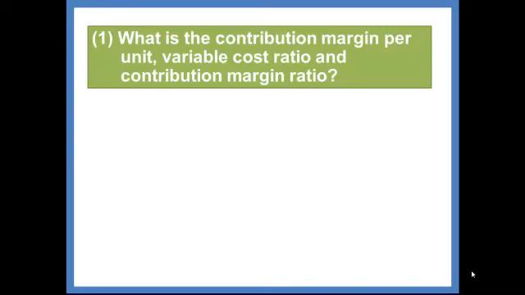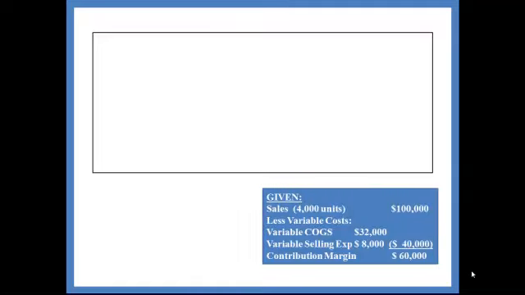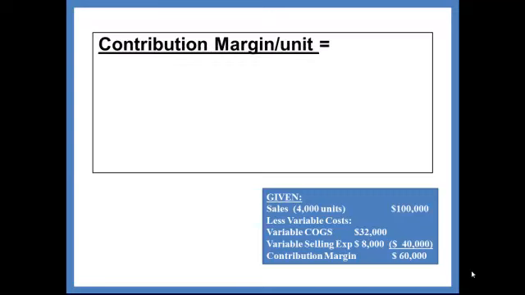What is the contribution margin per unit, variable cost ratio, and contribution margin ratio? Remember that we were given this top part of the income statement. So if we want to simply calculate the contribution margin per unit, we can take the $60,000 contribution margin and divide by 4,000 units, and we will get $15 per unit. So every unit sold contributes $15 toward fixed cost and income.